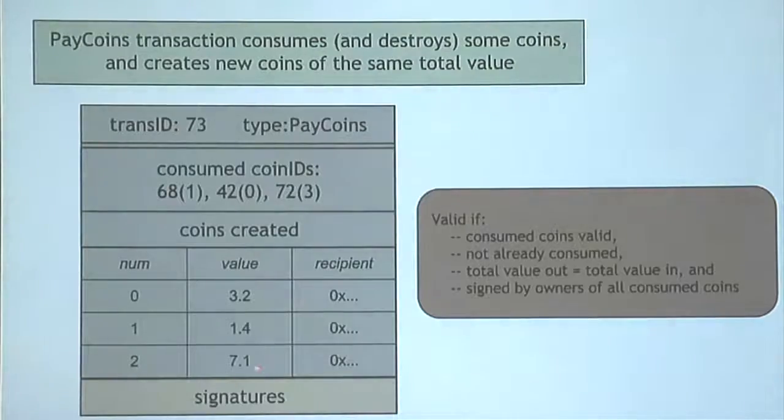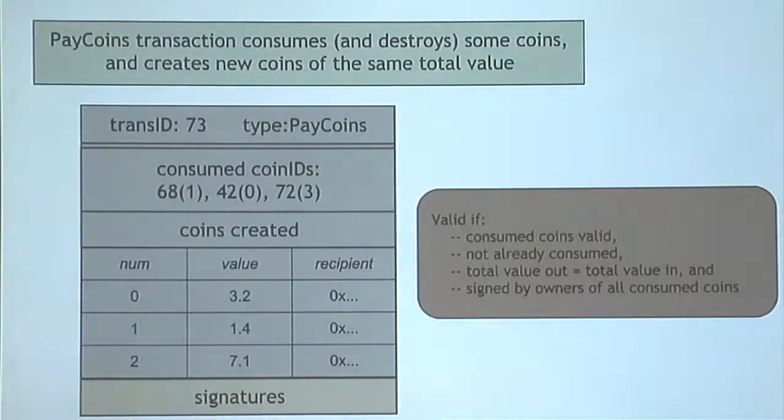Each one has a value. Each one will belong to a certain recipient. And those new coins had better add up to the same total value as the coins that we consumed. And then at the bottom, we have a set of digital signatures. This transaction has to be signed by everyone who's paying in a coin. So if you're the owner of one of the coins that's going to be consumed in this transaction, then you need to digitally sign the transaction to say that you're really okay with spending this coin.